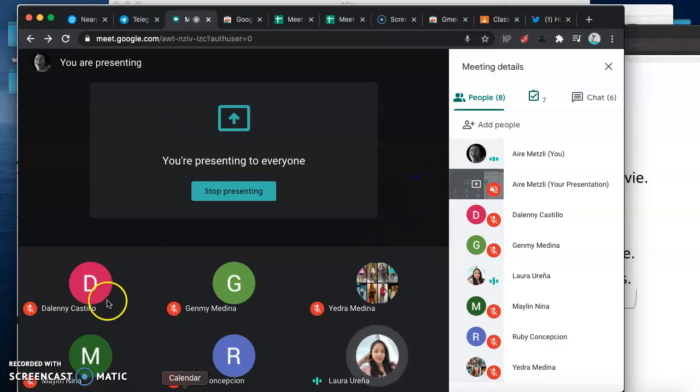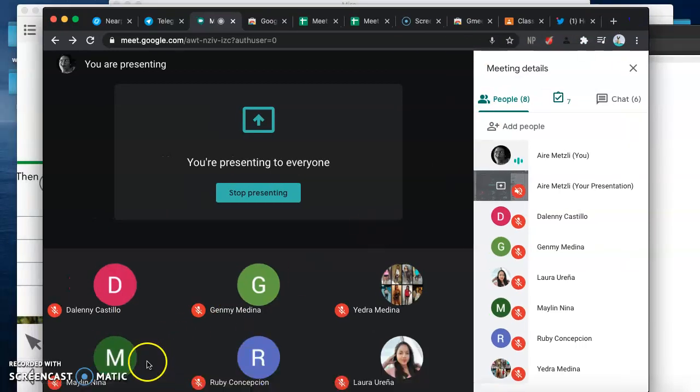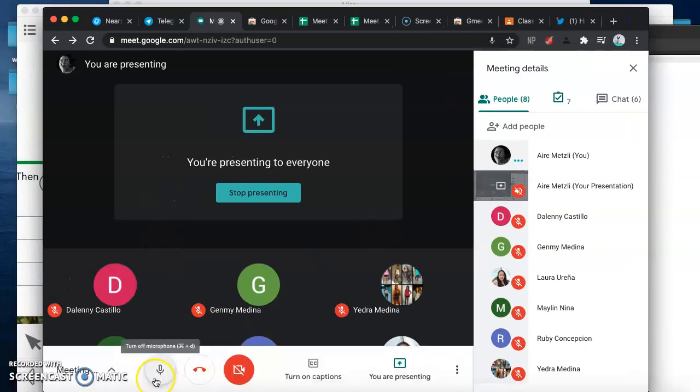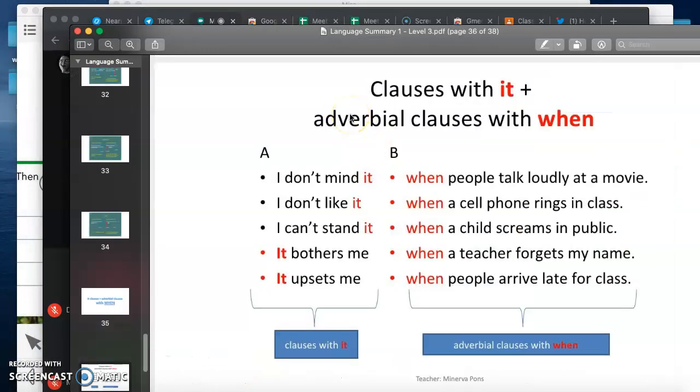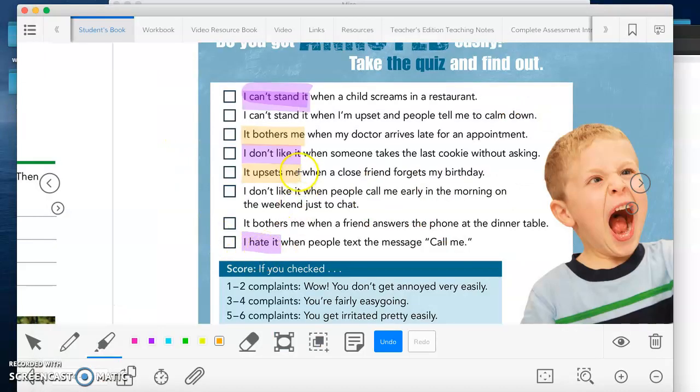Great. So we are on the second part of the grammar. Either way, we're talking about it clauses. We are just starting with the second part. So in here we have clauses with it. Again, the clauses with it are the ones that have an it in the statement. It can be at the end or it can be at the beginning. For example, I don't mind it, I don't like it, I can't stand it, it bothers me, it upsets me, I hate it, and so on.